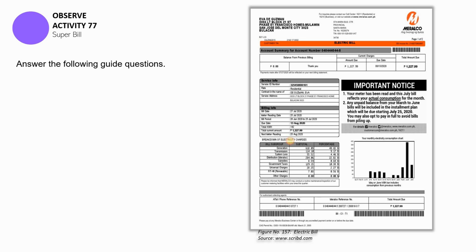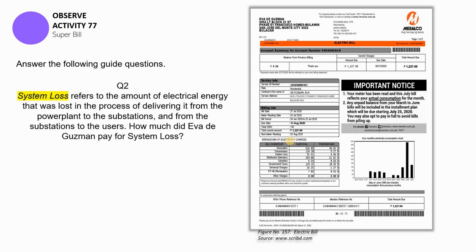Question number 2. System loss refers to the amount of electrical energy that was lost in the process of delivering it from the power plant to the substations and from the substations to the users. How much did Eva de Guzman pay for system loss? Go back a few minutes so you can see the bill clearly. Are you still on it? Are you done? Let us now proceed to the next question.